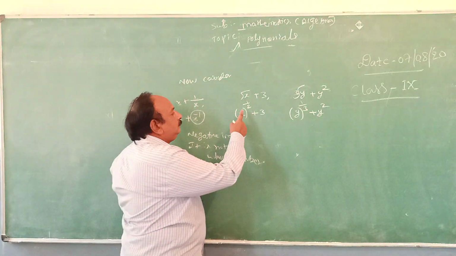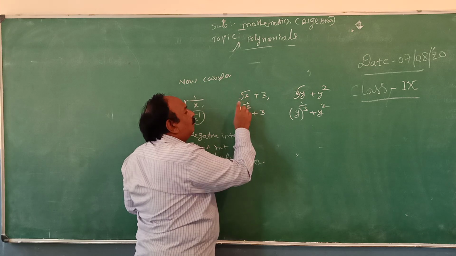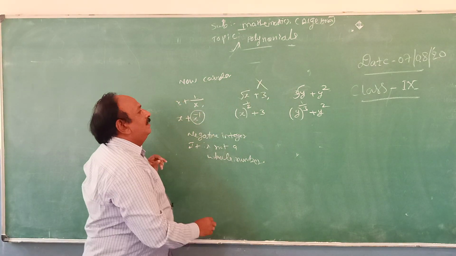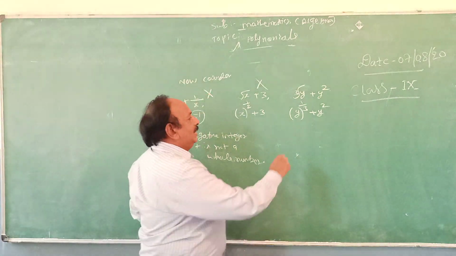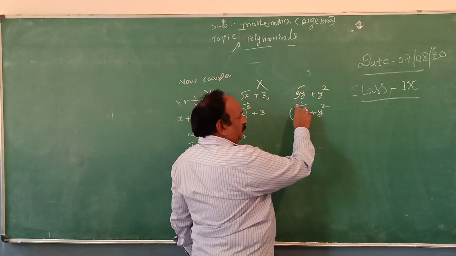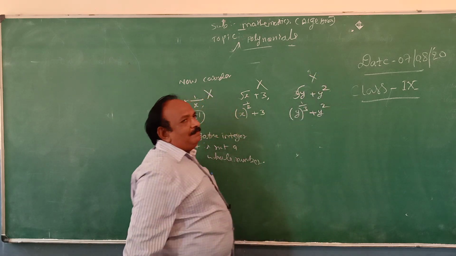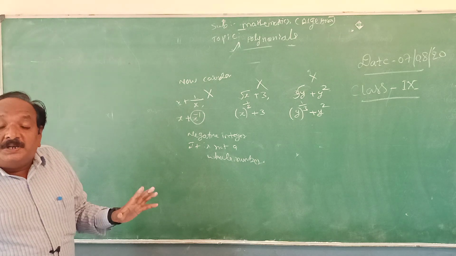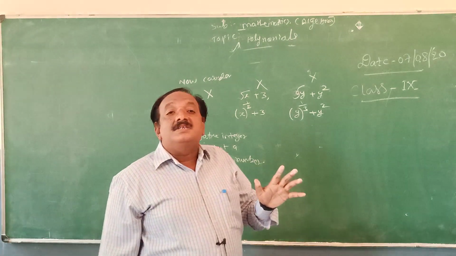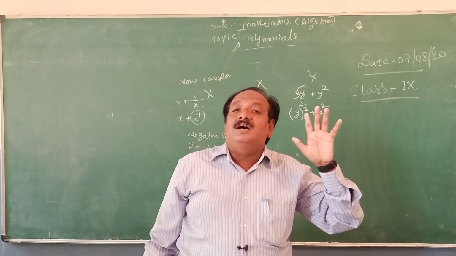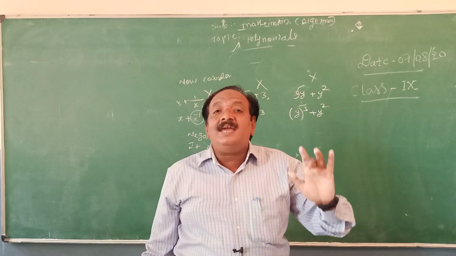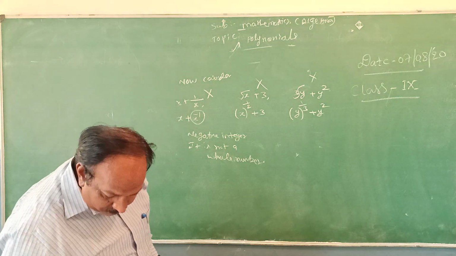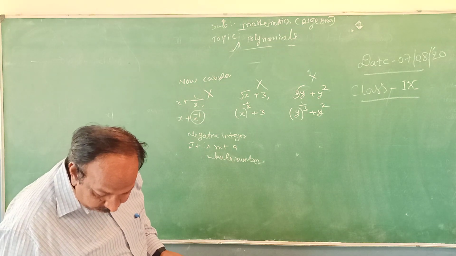Next, x to the power of 1 by 2. 1 by 2 is a fraction, so it is not a polynomial. It is also not a polynomial because here we have y to the power of 1 by 3. When an expression has the exponent as a whole number, we call it a polynomial. Now we write some more examples.